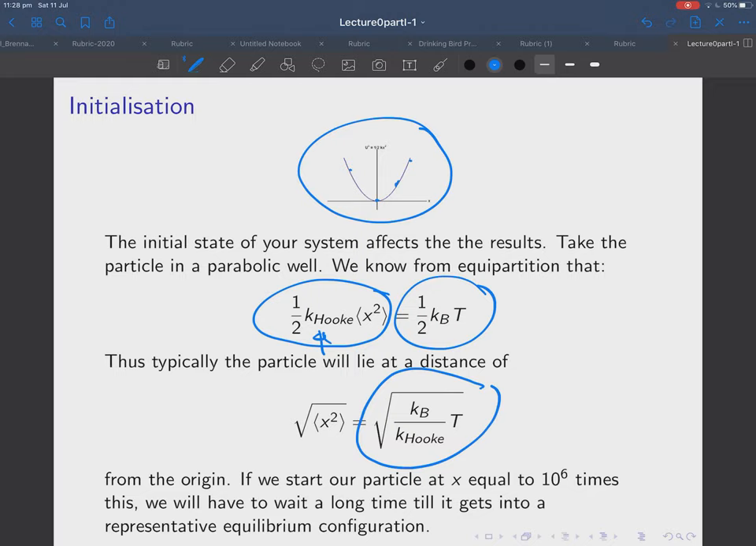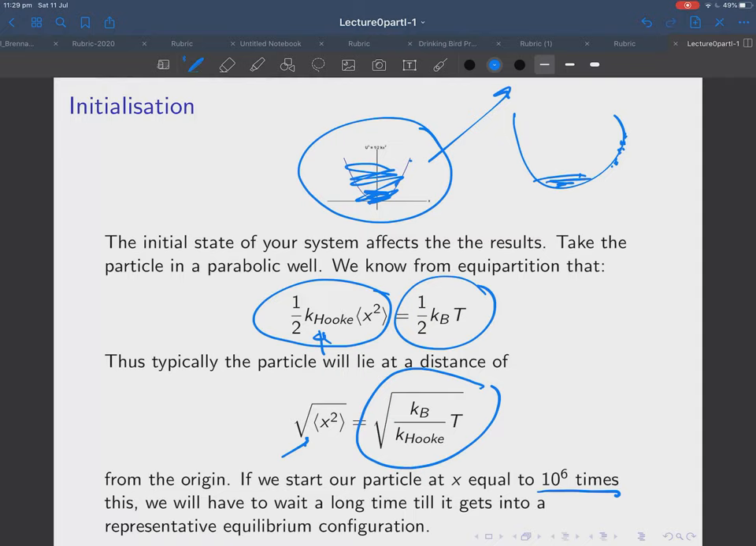So typically, in a well like this, depending on the temperature, you will lie somewhere in there, or if the temperature is high, you'll be lying somewhere out here. But you won't lie way out here unless the temperature is much, much higher. So if this is our typical distance from the origin, and we start at a distance which is 10 to the 6 times that, way, way more out, and we only make slow local moves like this, it's going to take us an awful long time to get down near the bottom of the well, where we should be. It's going to take a long time to get towards equilibrium.